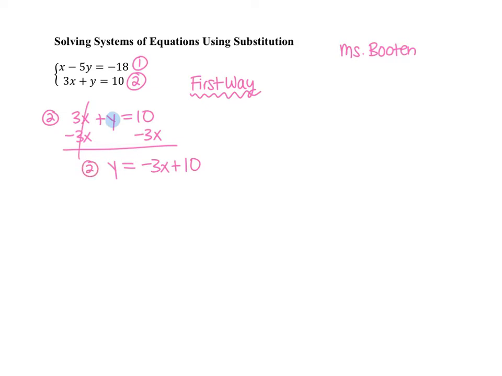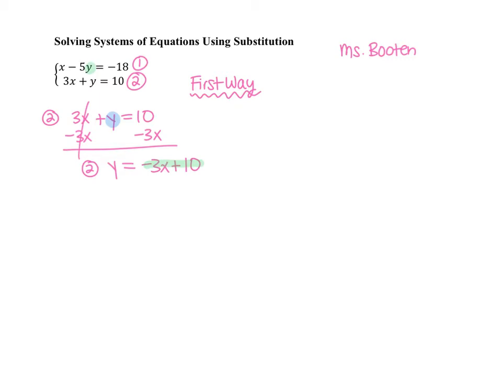Now we can continue solving using substitution. So the next step we're going to do is we're going to take that expression that y is equal to, so I can see y is equal to negative 3x plus 10, and we're going to plug that in for y into the other equation. So you have to be careful, don't plug an equation into itself, because an equation and itself share all the same solutions, so you get infinite solutions. So let's substitute that expression into equation number 1.